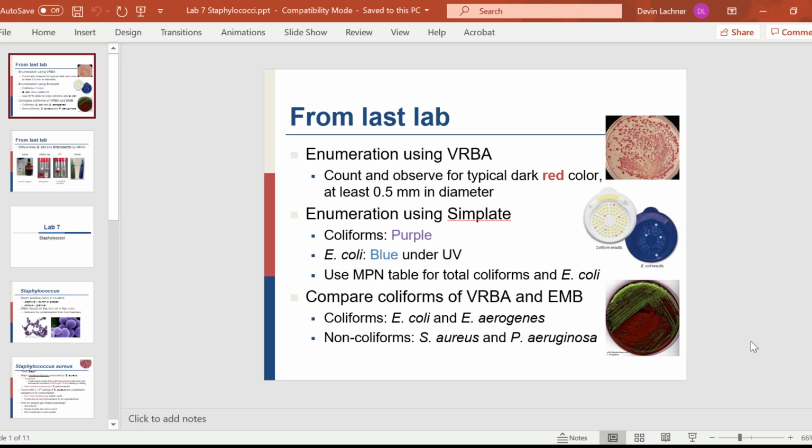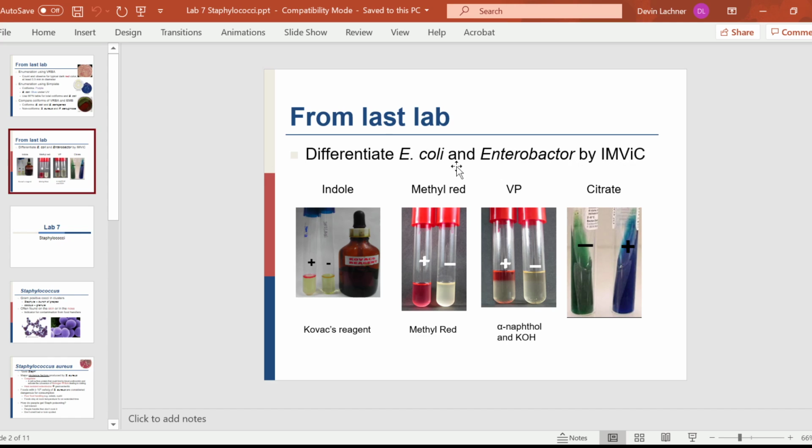Hello, everyone. Last week we talked about coliforms and our different methods of enumeration, including our violet-red bile agar, VRBA, and our simplates, which is our statistical enumeration method. Now here we have IMVIC, which is our method to differentiate between our pathogenic and our non-pathogenic coliforms. Right, E. coli is our pathogenic and Enterobacter is our non-pathogenic.